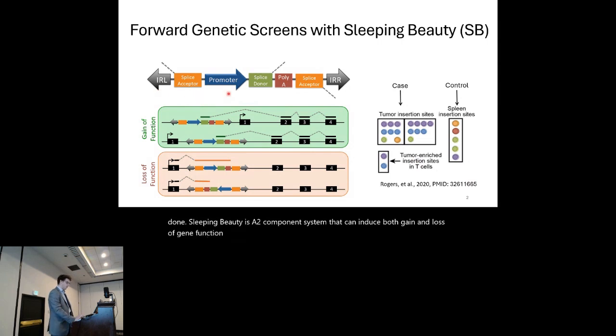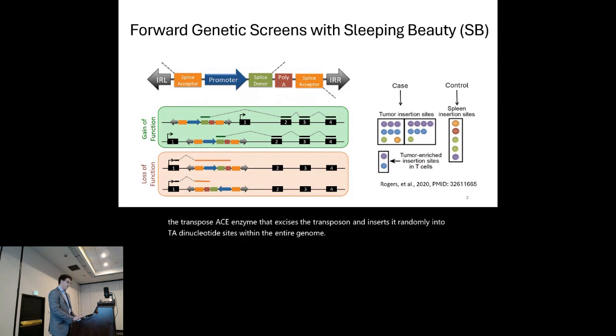The first part, shown here, is the transposon. It's a DNA cargo that contains an overactive promoter site for overexpression of genes, as well as a polyadenylated tail for gene loss of function. The second part that isn't pictured is the transposase enzyme that excises the transposon and inserts it randomly into TA dinucleotide sites within the entire genome.